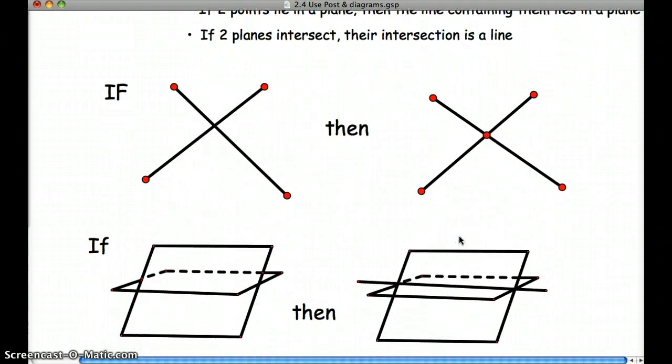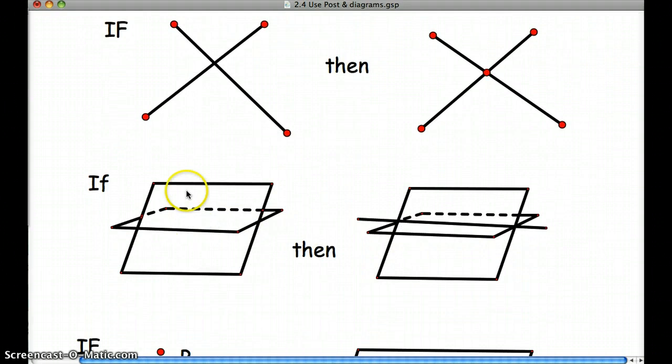Let's look at this one. What do we have here? We have 2 planes, and remember a plane goes on forever. We draw a plane in this rectangular pattern, or this rhombus pattern, or whatever you want to call it, in order to give it its dimensionality, its 2 dimensions. But a plane can exist forever. So this is an example of a plane. So if 2 planes intersect, so here's 2 planes intersecting, then their intersection is a line. That's postulate number 11.